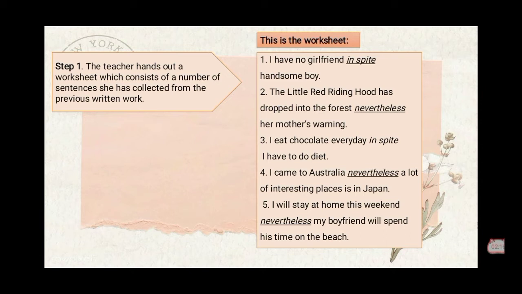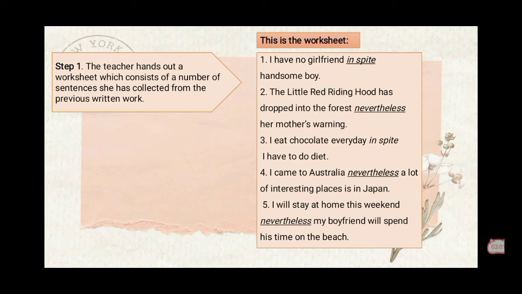First sentence: I have no girlfriend in spite handsome boy. Number 2: The little Red Riding Hood has chopped into the forest, nevertheless her mother's warning. 3: I ate chocolate every day in spite I had to buy it. 4: I came to Australia, nevertheless a lot of interesting places is in Japan. 5th: I will stay at home this weekend, nevertheless my boyfriend will spend his time on the beach. So from the worksheet, we could analyze the errors, right?